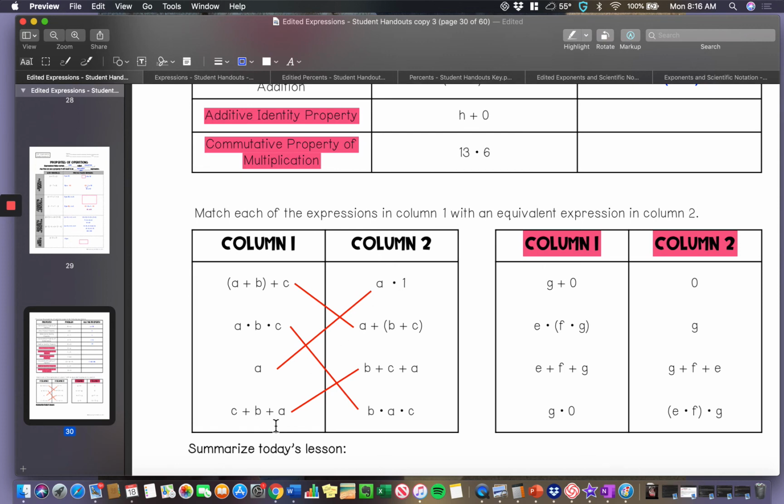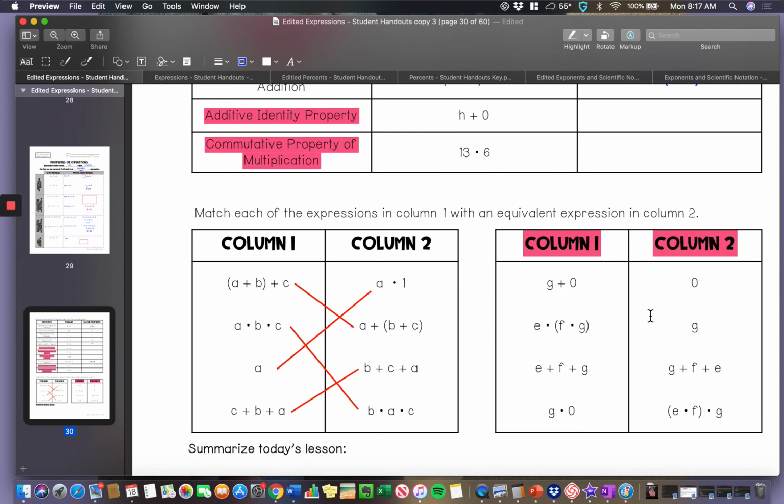And the last one, no matter which way I add up C, B, and A, it's going to be the same as B plus C plus A. So no matter what I add first, it's still going to come out the same. So, for example, I could say C is 1, B is 2, and A is 3. Well, 1 plus 2 is 3, plus 3 is 6. So then I could do 2 plus 1 plus 3. Well, 2 plus 1 is 3, plus 3 is still going to be 6.